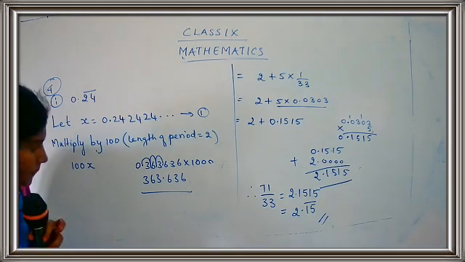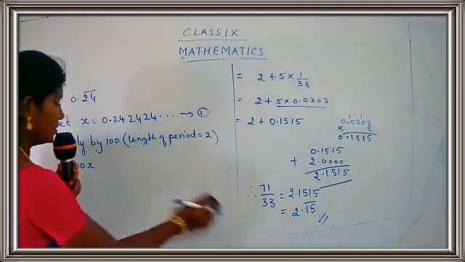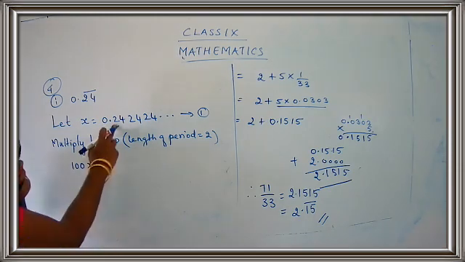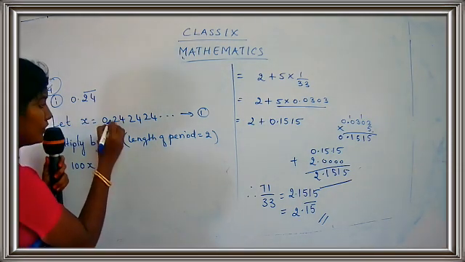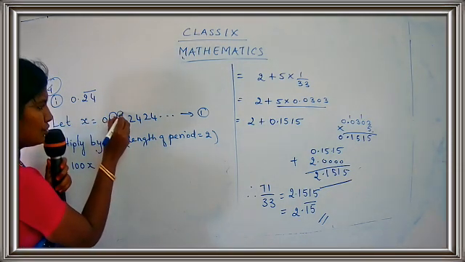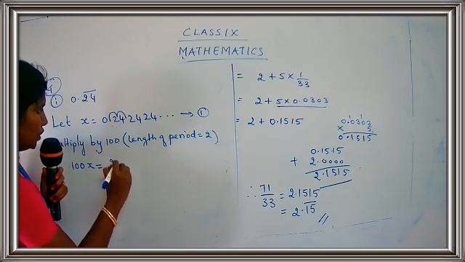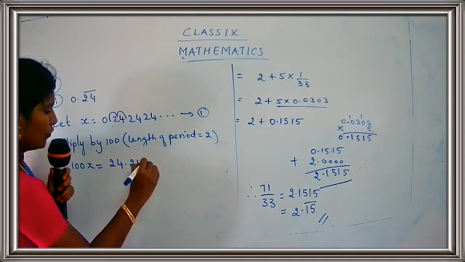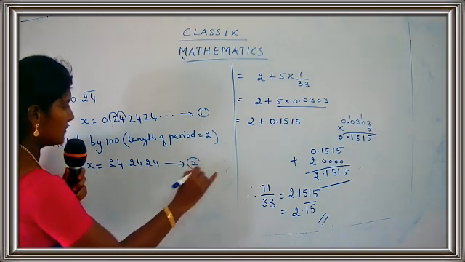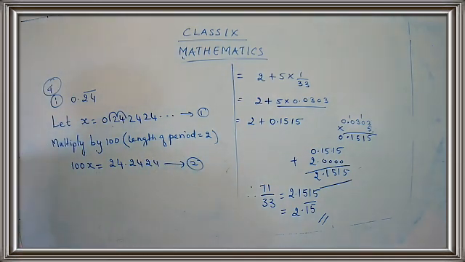Clear? Let's get the answer for this. So now here I'm going to multiply by 100. So where will the decimal point go? 1, 2. See here it comes. So what you get? This is equal to 24.2424. Put this as number 2. Take this number as 2.